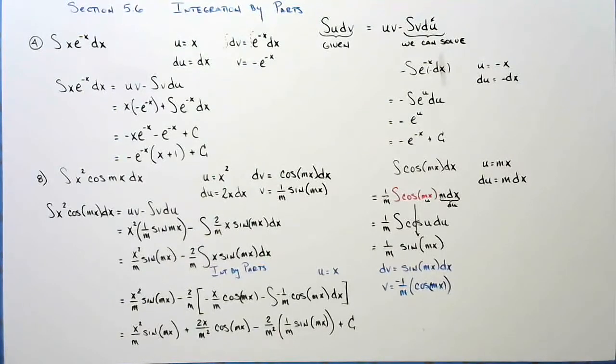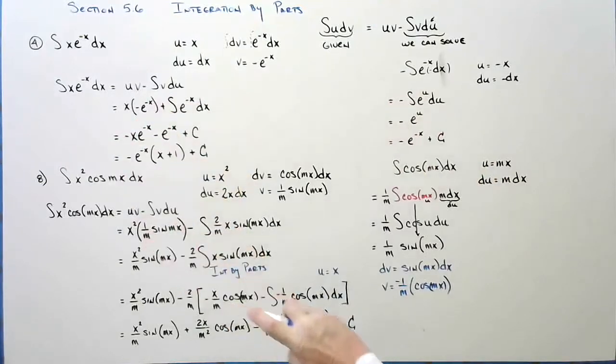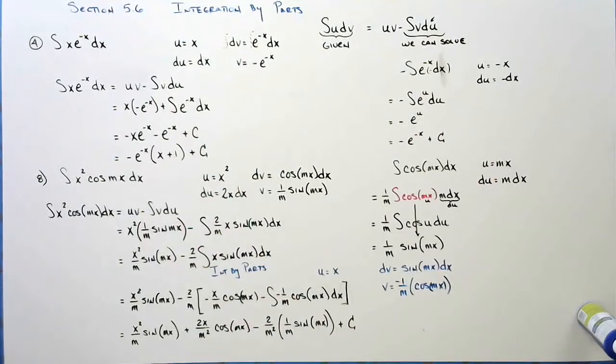Okay, so those are the first 2 problems I'm going to work on. I worked on 4, and I worked on 8. Okay, let me clean off the whiteboard here, and we'll do another one. All right, now that I've cleaned off the whiteboard, let's do another problem. So we did 4, we did 8.